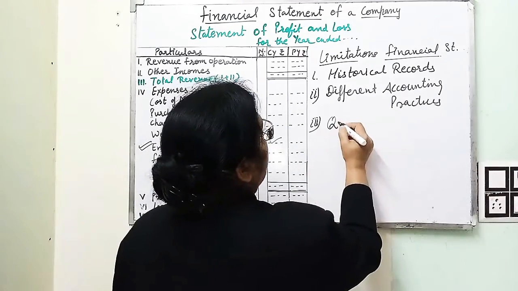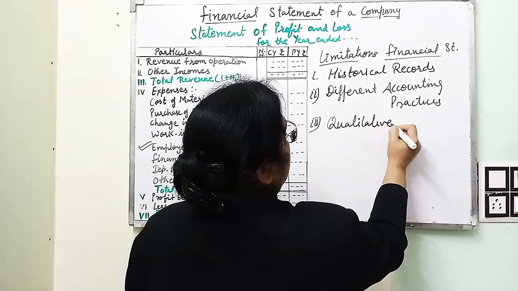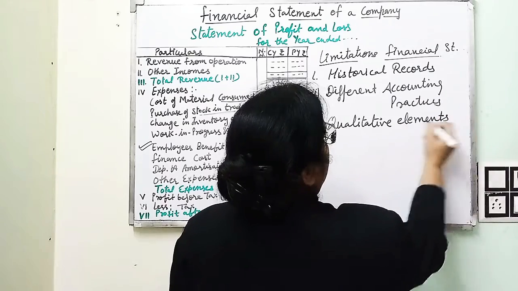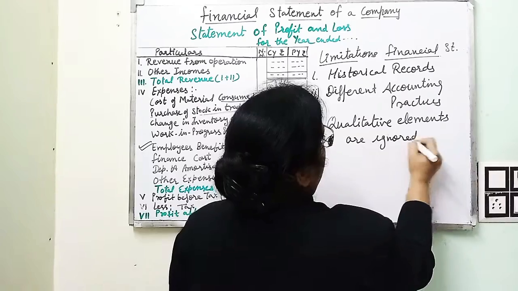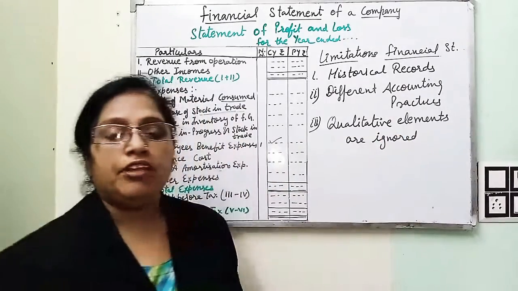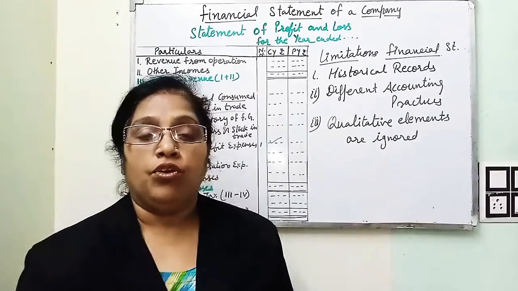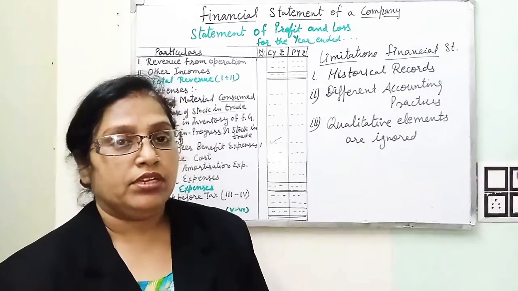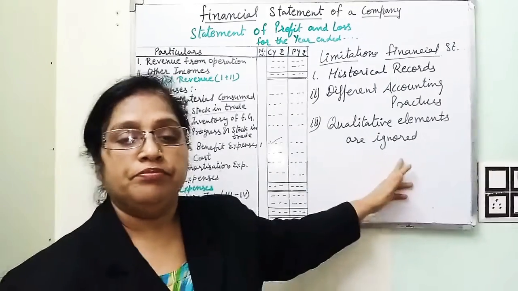Third is qualitative elements are ignored. It means while preparing the financial statement, only quantitative elements are recorded. Qualitative elements like quality of management and quality of working conditions are totally ignored.